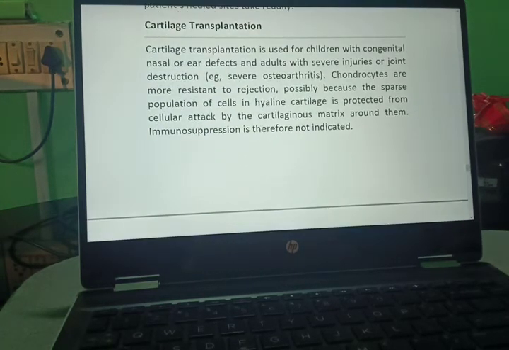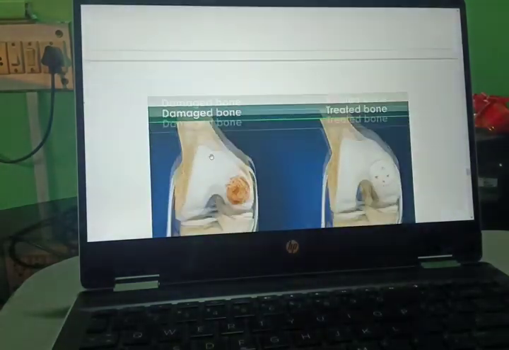Now, cartilage transplantation. Cartilage transplantation is used for children with congenital nasal or ear defects and adults with severe injuries or joint destructions. Chondrocytes are more resistant to rejection, possibly because the sparse population of cells in hyaline cartilage is protected from the cellular attack by the cartilaginous matrix around them. Immunosuppression is therefore not indicated.